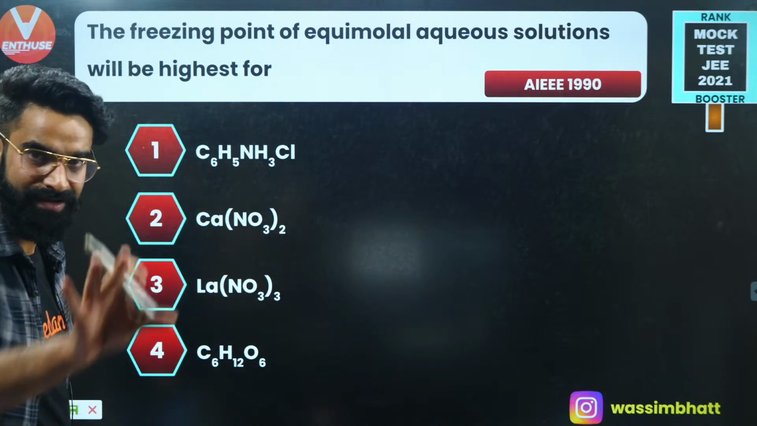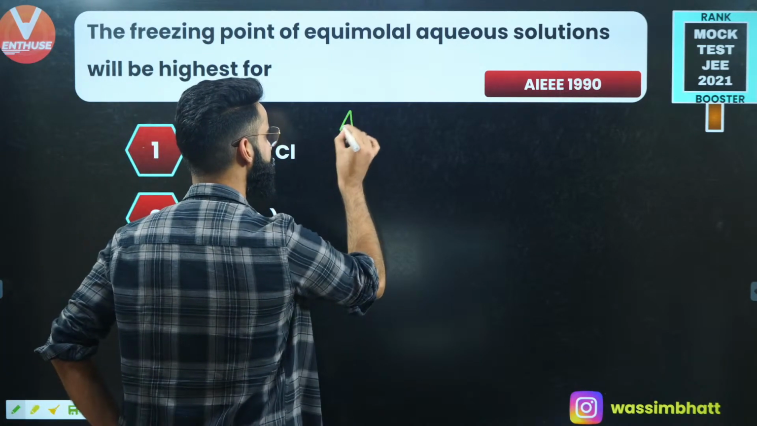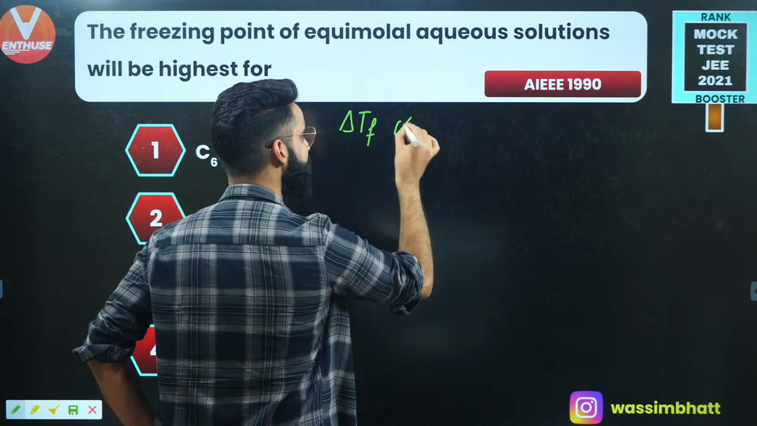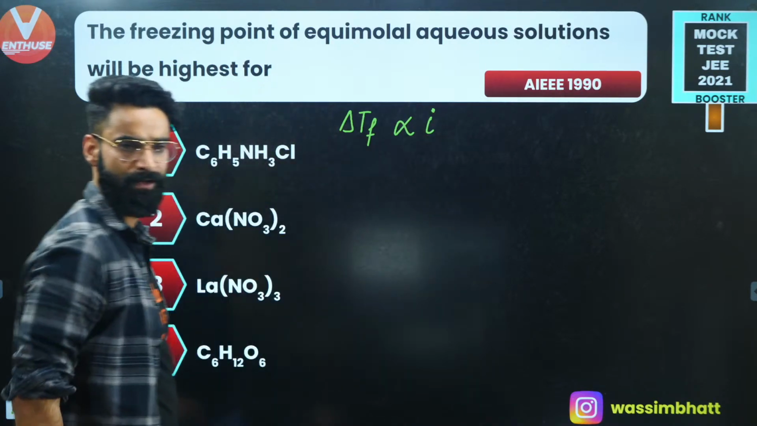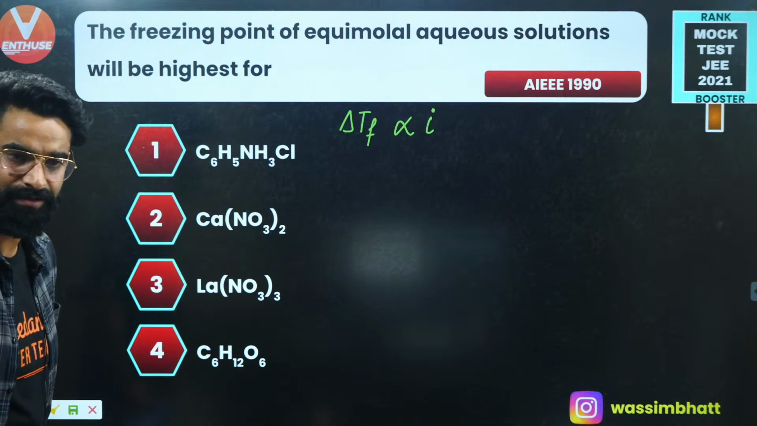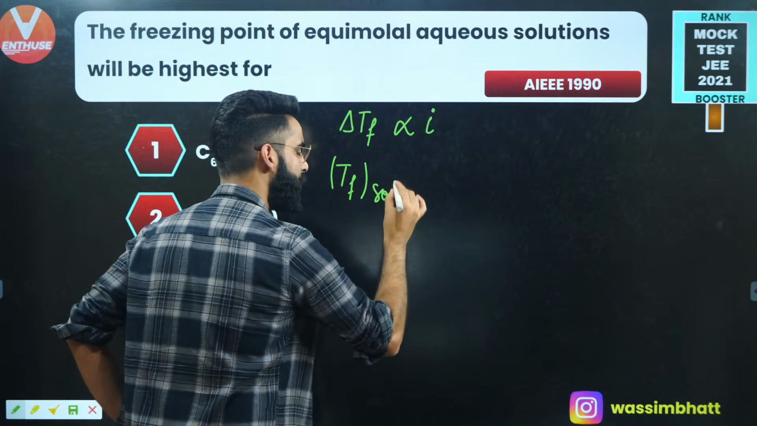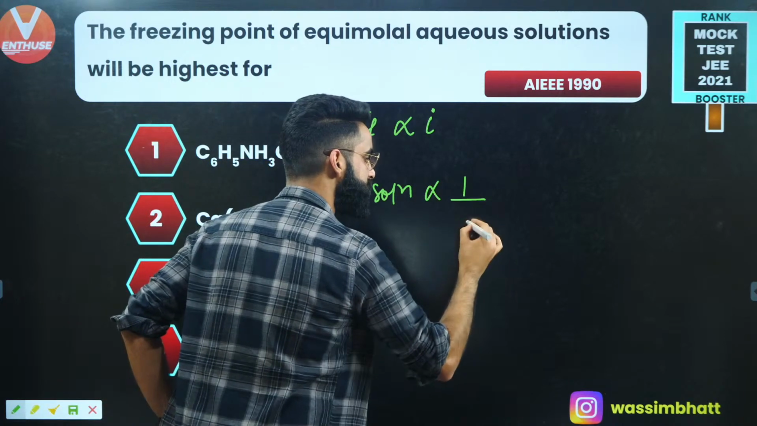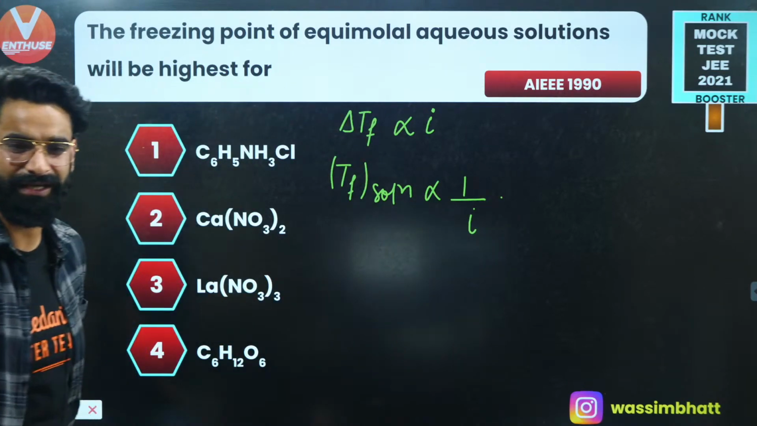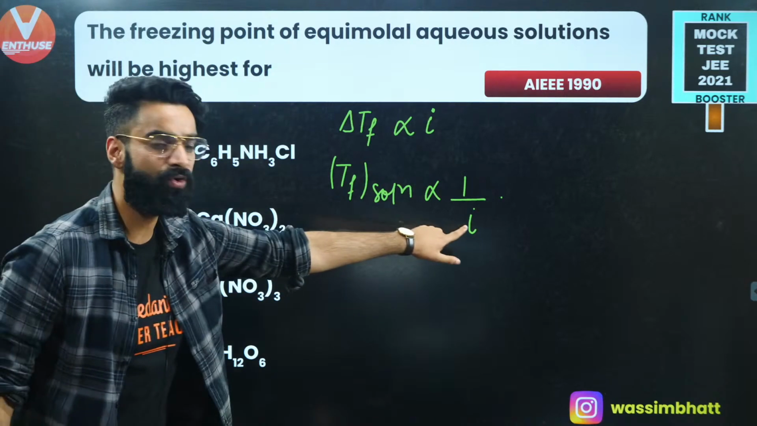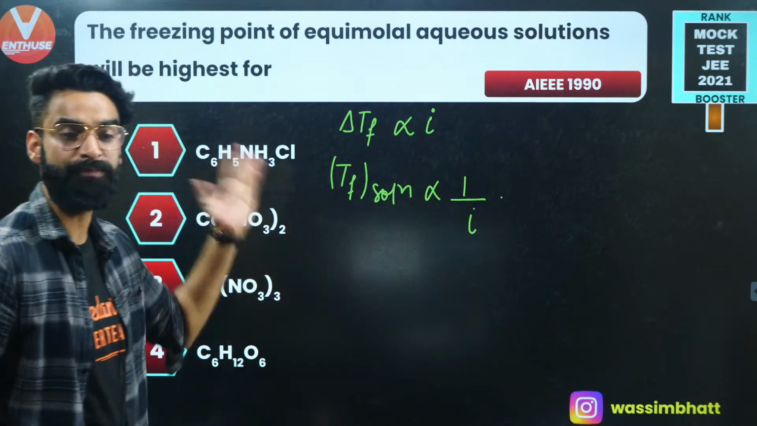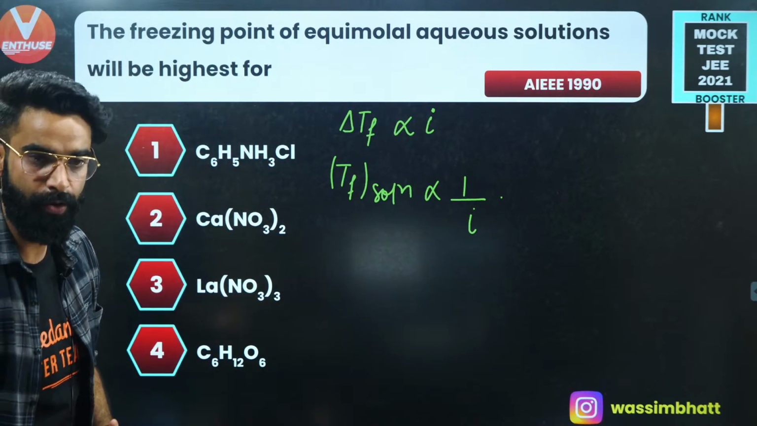See guys, there are 2 things. Depression in freezing point is directly proportional to Van't Hoff factor. At the same time, freezing point of the solution is inversely proportional to Van't Hoff factor. Just remember these 2 things. You're done. Wherever Van't Hoff factor will be minimum, there only freezing point of the solution will be maximum.